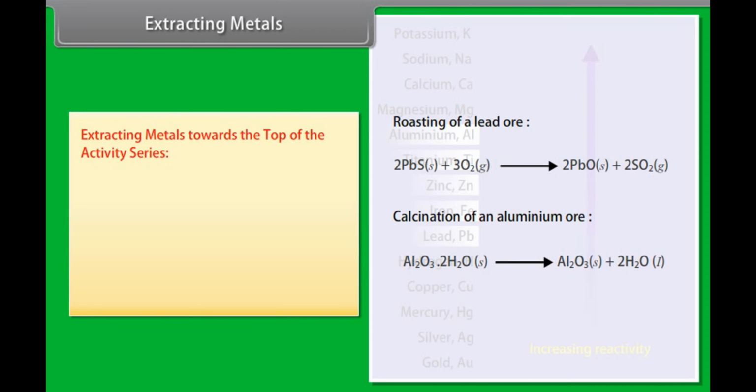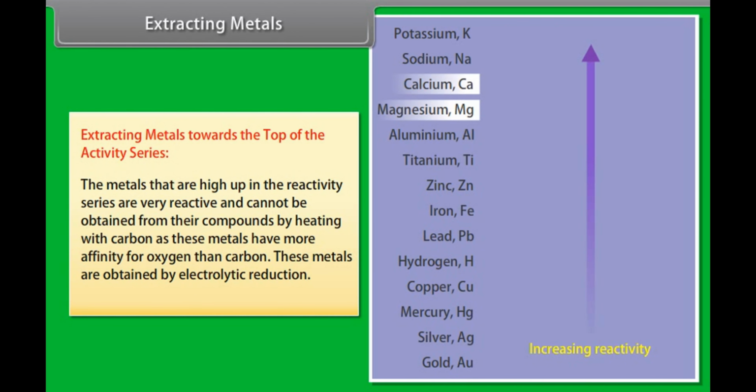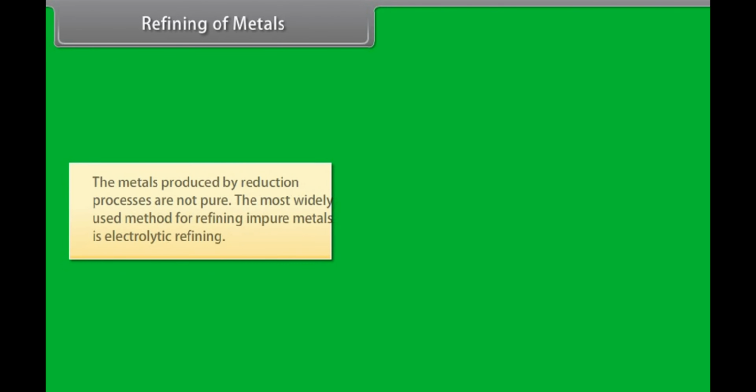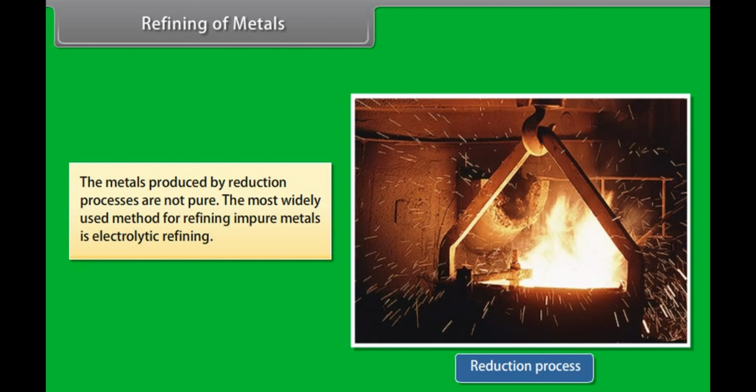Extracting metals towards the top of the activity series. The metals that are high up in the reactivity series are very reactive and cannot be obtained from their compounds by heating with carbon, as these metals have more affinity for oxygen than carbon. These metals are obtained by electrolytic reduction. Refining of metals. The metals produced by reduction processes are not pure. They still contain impurities, which must be removed to obtain pure metals.